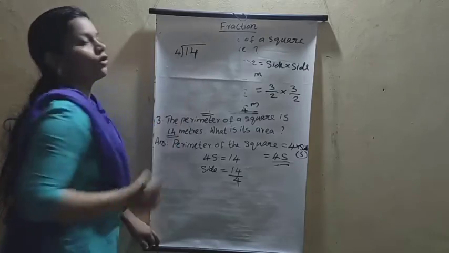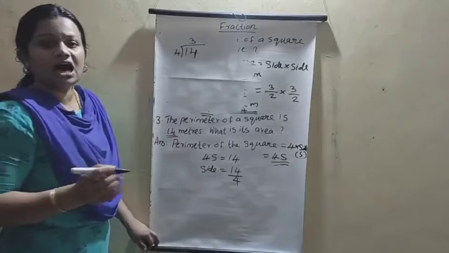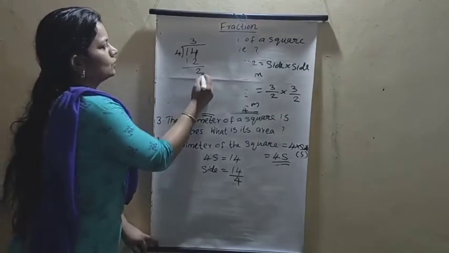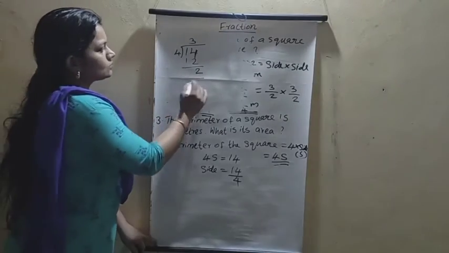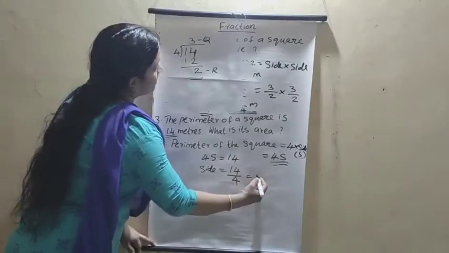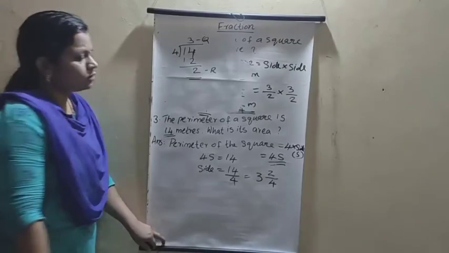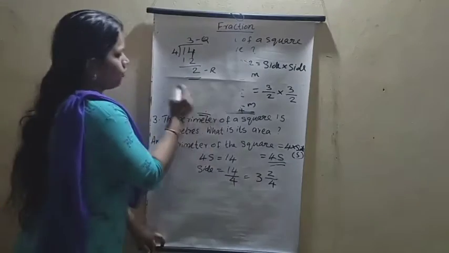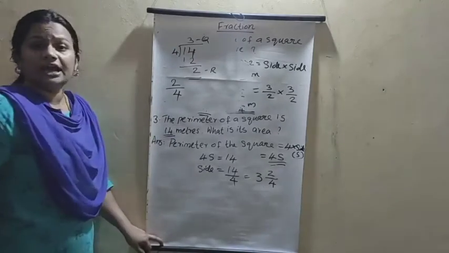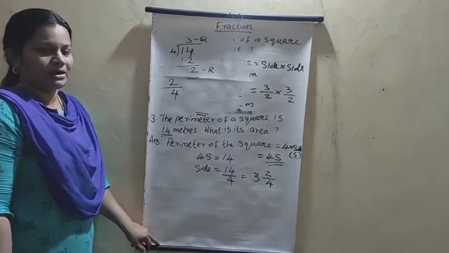14 divided by 4. How many 4s in 14? 3 times. 4 3s are 12. Then 14 minus 12 is 2. Then we get the quotient, the remainder, and the same denominator. Then 3 and 2 by 4. Okay, look at this fractional part, 2 by 4. Do 2 and 4 have any common factor? Yes, 2 is the common factor.